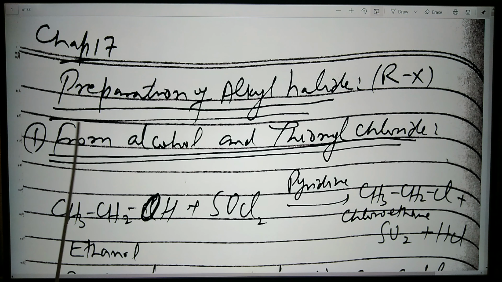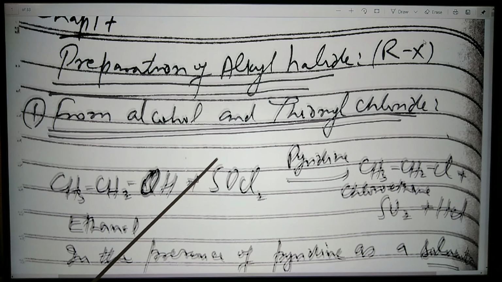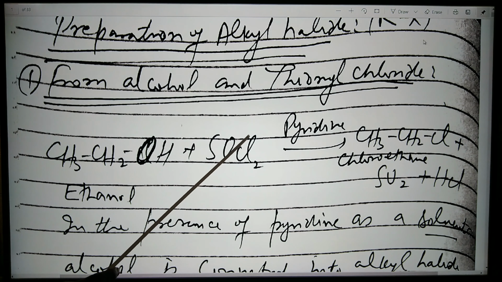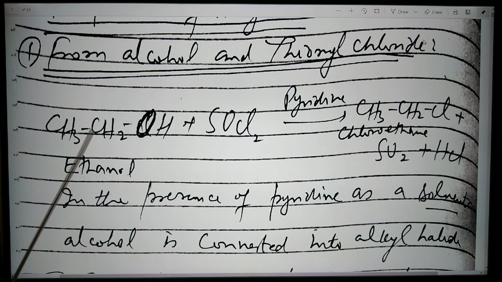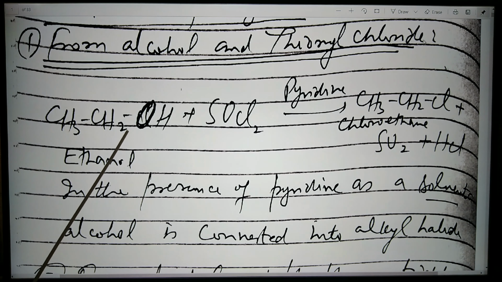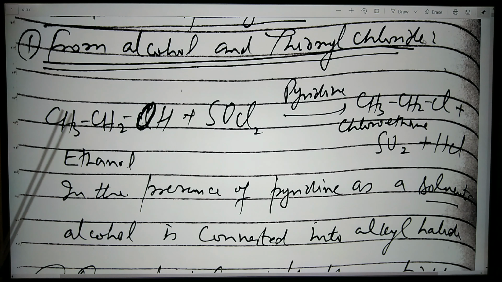So the first method is from alcohol and thionyl chloride. SOCl2 is the thionyl chloride. If we consider ethanol, basically CH3CH2, that is 2 carbon, so it is called eth. OH means that is the ol. So this is ethanol. You have already studied the nomenclature of alcohol in lecture number 4.